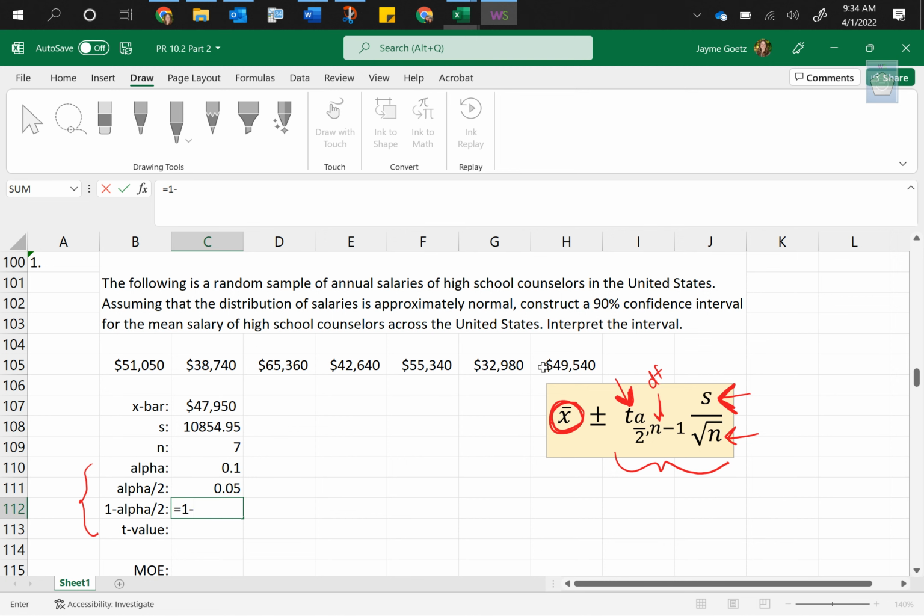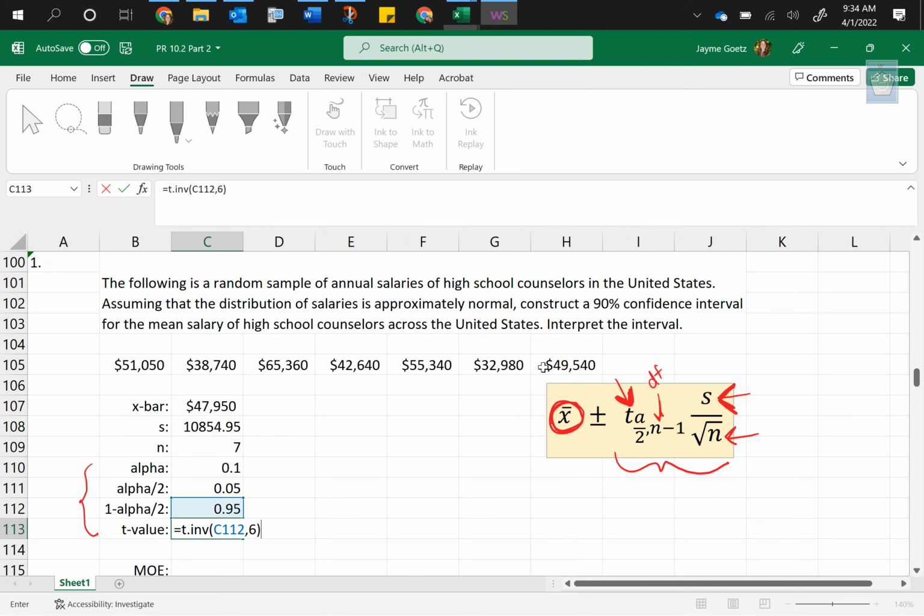Okay, then we're going to take my alpha over 2. And then I'm going to take 1 minus that alpha over 2. Now, to find our t value, it should be a little bit easier because we don't have to do the 1 minus. So let's type it in. T.INV of that 1 minus alpha over 2, so 0.95, comma, what did we say my degrees of freedom were? 6. Very good. My sample size was 7. My degrees of freedom is 6. Very good. Okay?